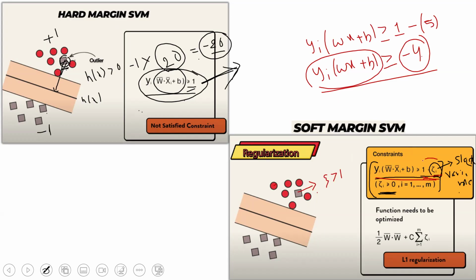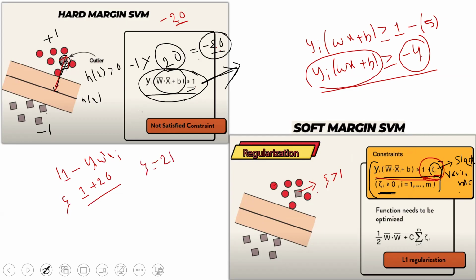Understood? So this value is not getting reset. When we don't introduce the slack value, this is becoming minus 20, right? This minus 20 is not greater than or equal to 1. But now, if you introduce the slack variable, what is that slack? For this point, slack is calculated as 1 minus yi w transpose xi, and we are saying this is minus 20. 1 minus of minus 20 will become 21. So slack will become 21.